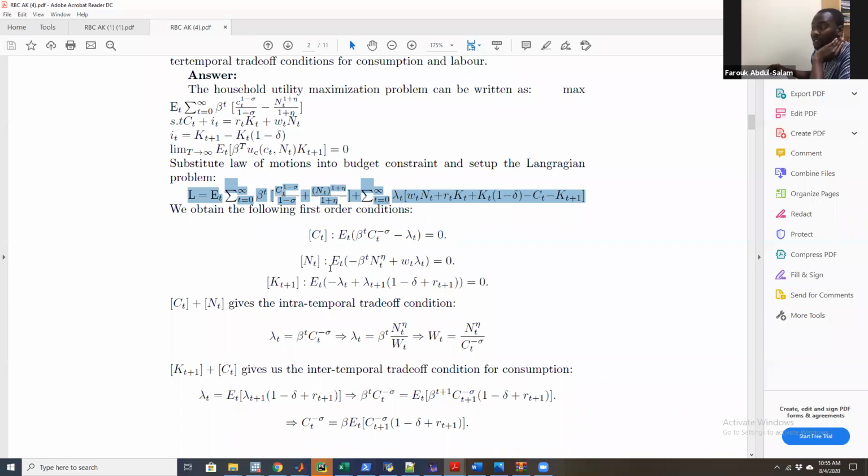We also said he makes a decision as to the amount of hours of work, and we do that by differentiating this with respect to n. And when you do that, you have this equation. And again, we also said that he makes a decision as to the amount of capital to save for tomorrow, which is KT plus 1. We differentiate the L with respect to KT plus 1, and we get this equation. And this is what we call the Euler equation.